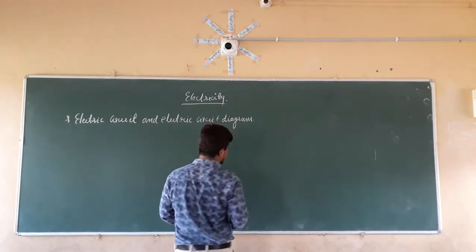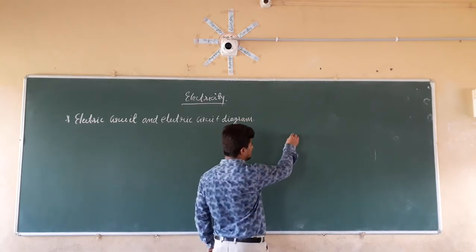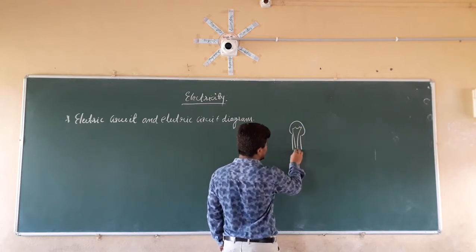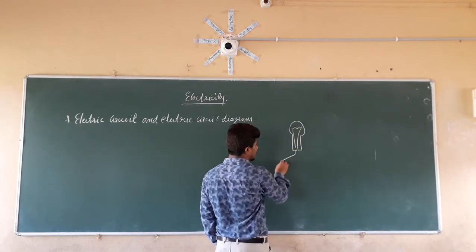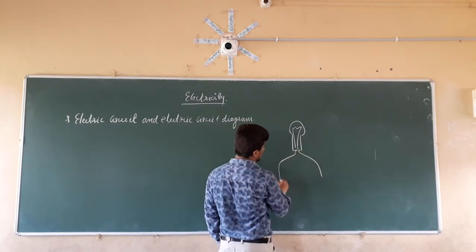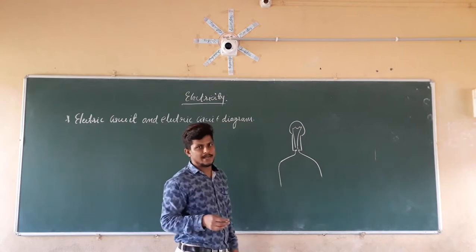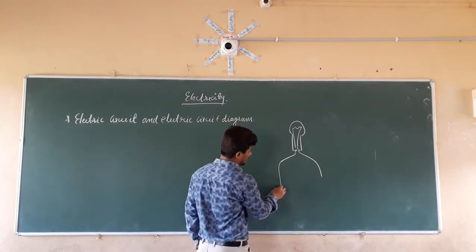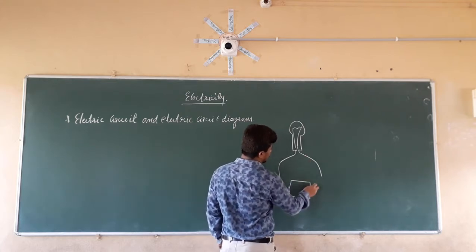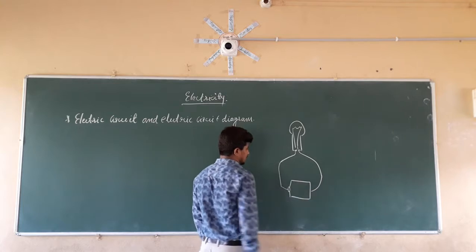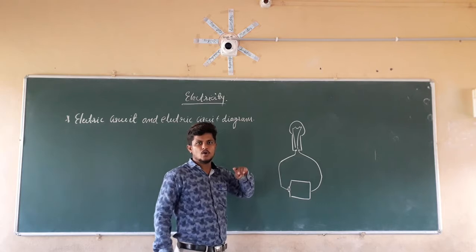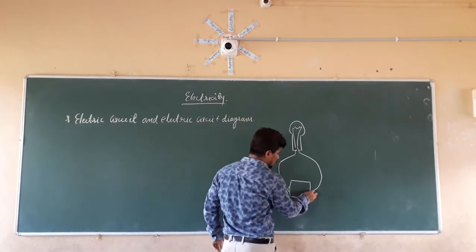I am going to take the example of a bulb. The bulb looks like this. There is a filament which is connected to two ends like this. One end is connected to one wire, the other end is connected to another wire. Both the wires are going to be connected to a battery or cell. This is the cell which we use to light this bulb. When you connect these wires to the cell, the bulb is going to glow.